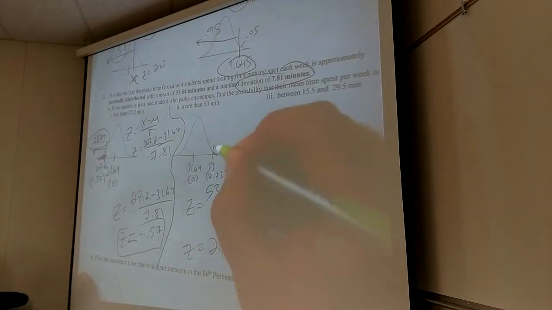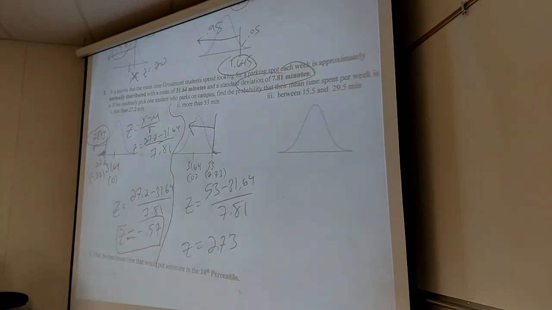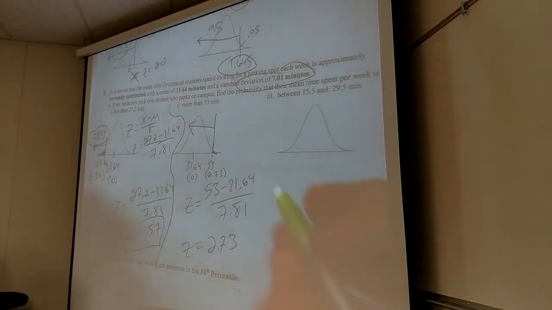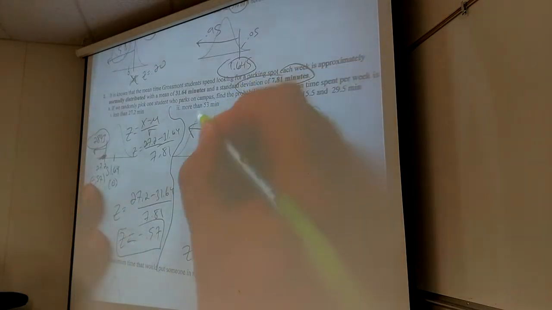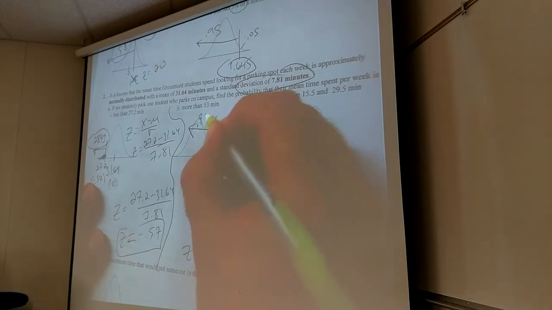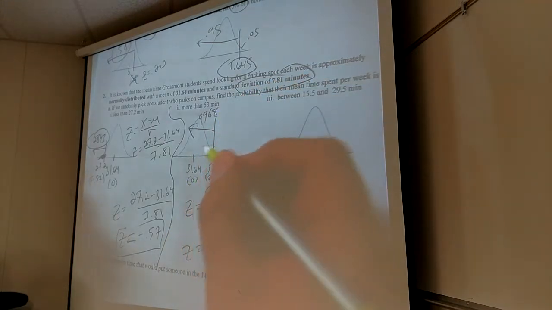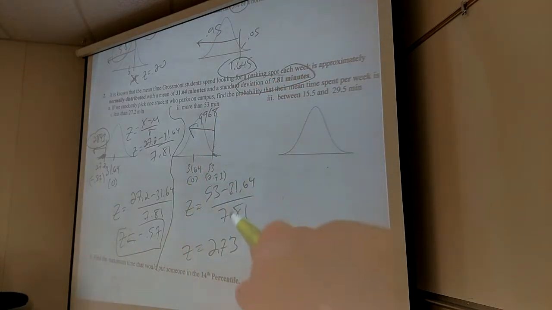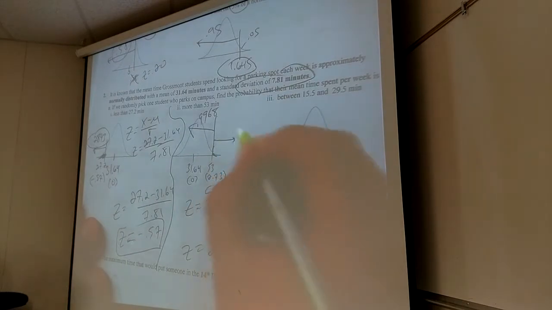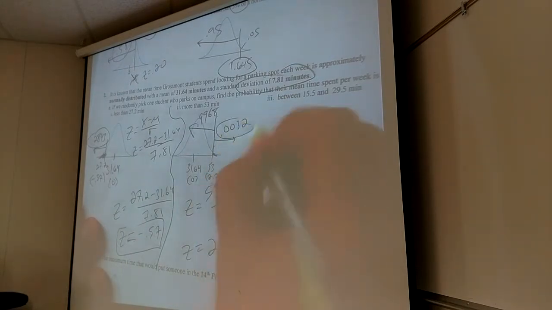So how do I find the area up here? Well, if I look up 2.73, I get the area below it. So when you look up 2.73, what do you get? 0.9968. But that's not my answer. That's not the part that I have shaded. So how do I get the answer? 1 minus that.